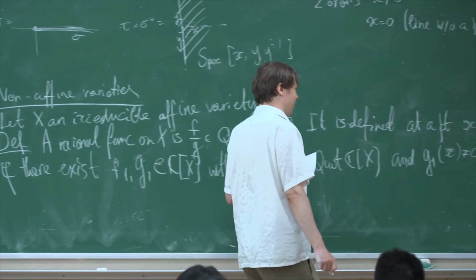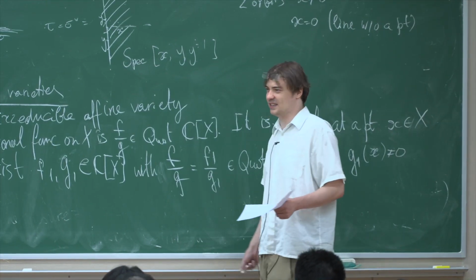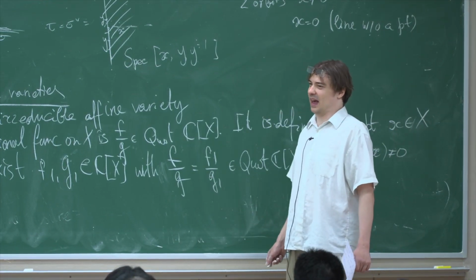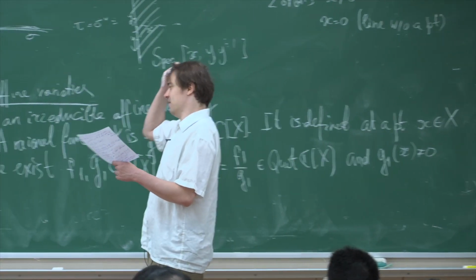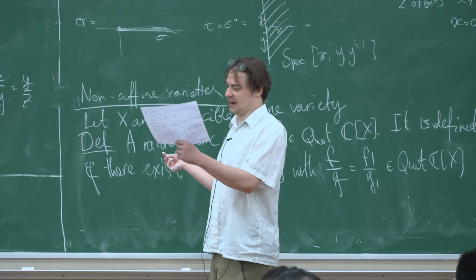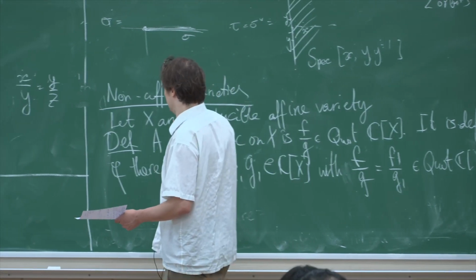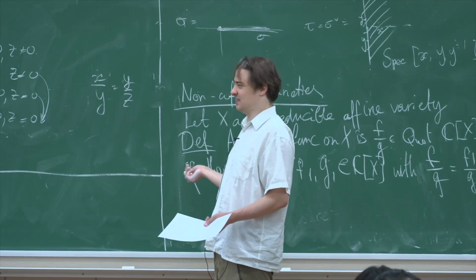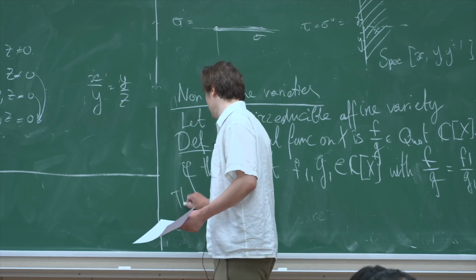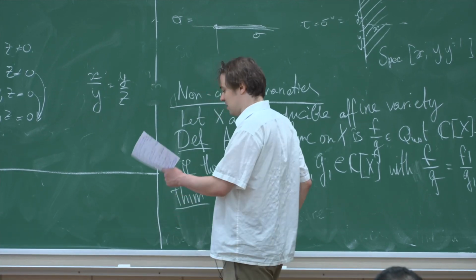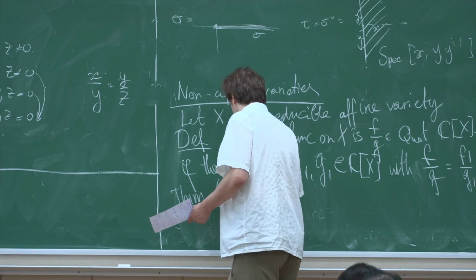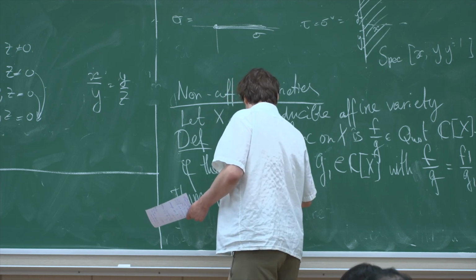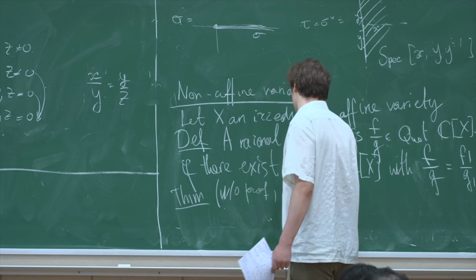So about these rational functions, to give some orientation, there is a theorem. Well, I'm not actually sure about the statement. Maybe it's only true for normal varieties. But we don't need this theorem, just a side remark without proof. Maybe for normal varieties only.